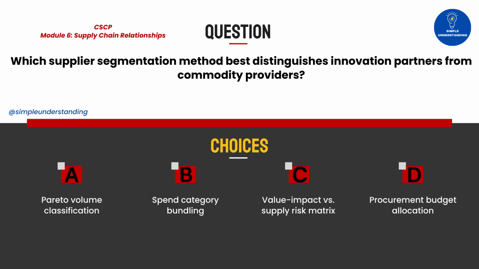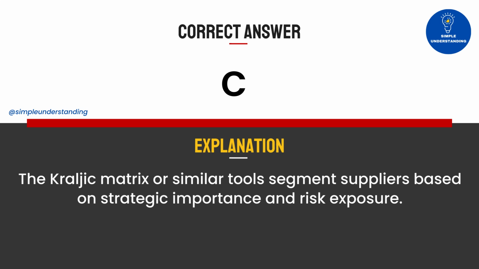13. Which supplier segmentation method best distinguishes innovation partners from commodity providers? A. Pareto volume classification. B. Spend category bundling. C. Value impact versus supply risk matrix. D. Procurement budget allocation. Correct answer: C. Explanation: Strategic sourcing tools like the Kraljic matrix classify suppliers by value and risk, highlighting those critical for innovation.